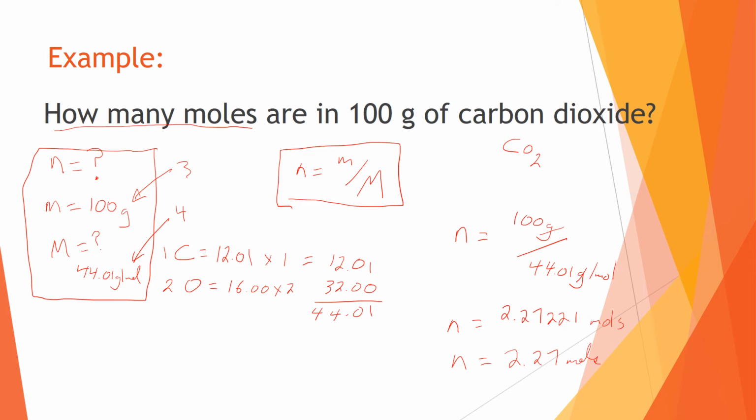All right, so a question like this is going to be worth 3 marks. I would give you 1 mark for your variables, 1 mark for your formula, and 1 mark for the answer with the correct units and the correct number of significant digits. So this would be 3 out of 3.